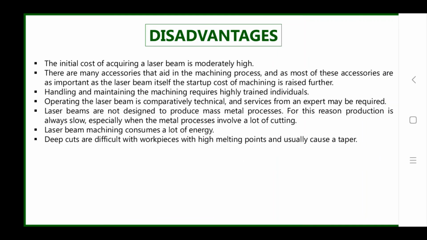There are again some disadvantages. The initial cost of acquiring a laser beam machine is moderately high. There are many accessories that aid in the machining process. Handling and maintaining the machine require highly trained individuals. Laser beam machining consumes a lot of energy. Deep cuts are difficult on workpieces with high melting points and usually cause a taper.